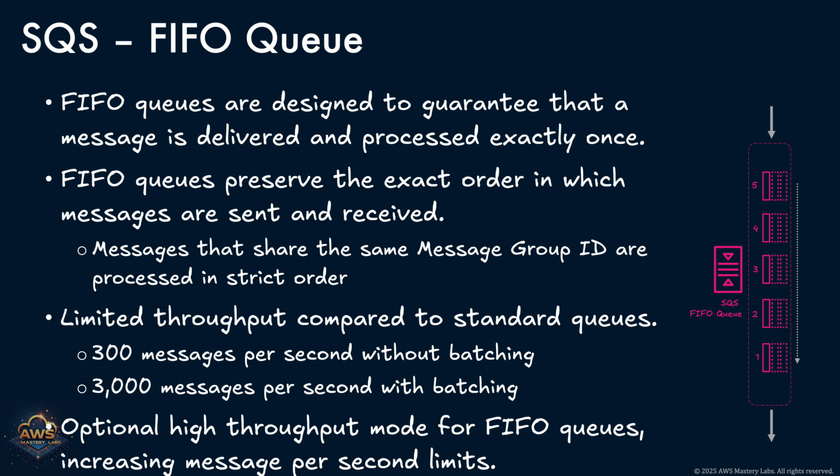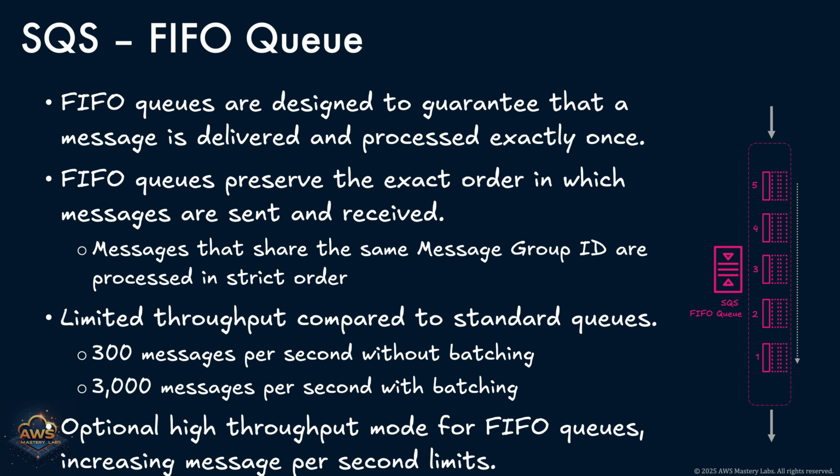FIFO queues also support deduplication to prevent the same message from being sent more than once accidentally. You can use a message deduplication ID to explicitly identify duplicates, or rely on content-based deduplication, where SQS automatically detects and filters out duplicate messages based on their content.